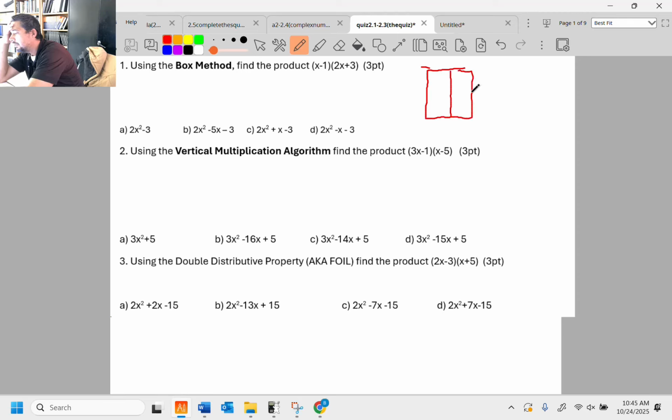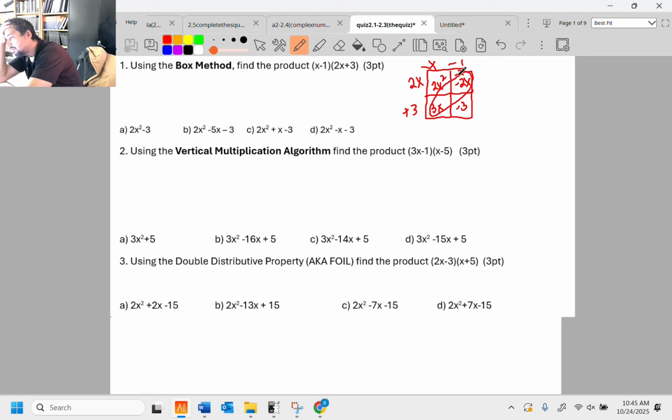There's only a handful of kids who missed that first period. By and large, it was pretty good. I haven't had any of the other classes yet today to tell you how it went. But 2x times an x is going to be 2x squared. 2x times negative 1 is minus 2x. 3 times x is going to be 3x. And then 3 times a negative 1 is negative 3.